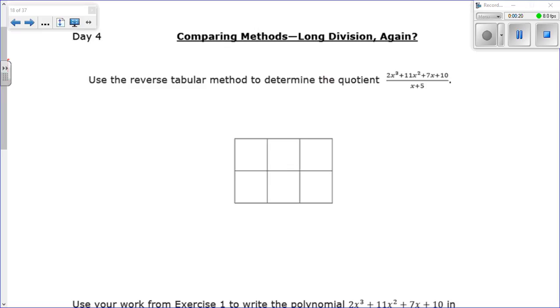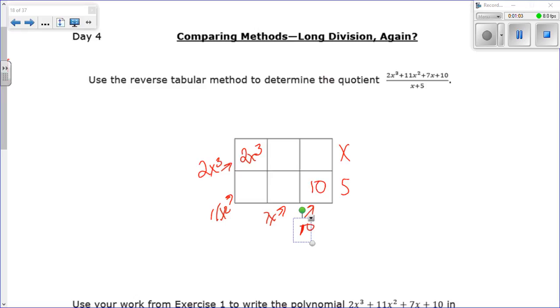And remember yesterday we wrote the x and the 5 on the outside like that. And then what would be on the top of the fraction will go on the outside. So this is 2x cubed, and that would be going there. And this is 11x squared going on that diagonal. And then this is 7x on this diagonal, and in this last box would be 10. And we know that this needs to be 2x cubed, and we know this needs to be 10.